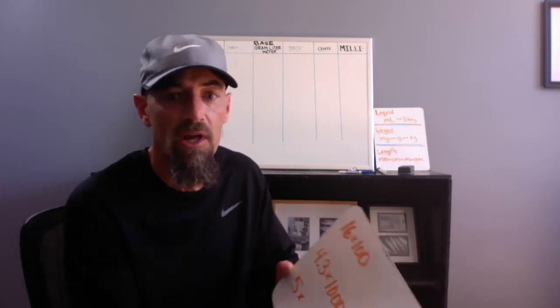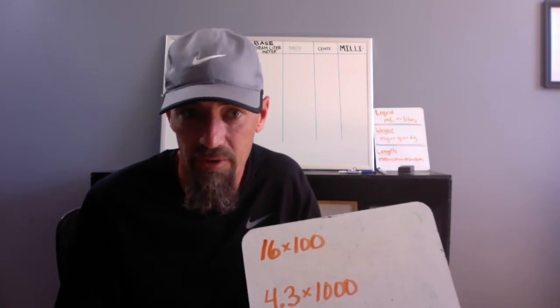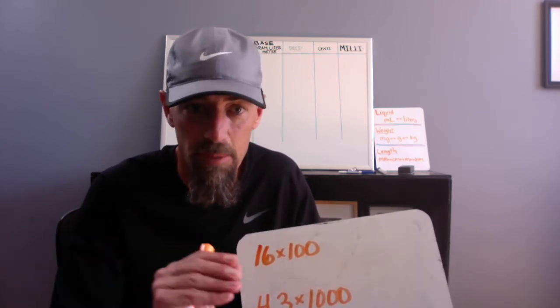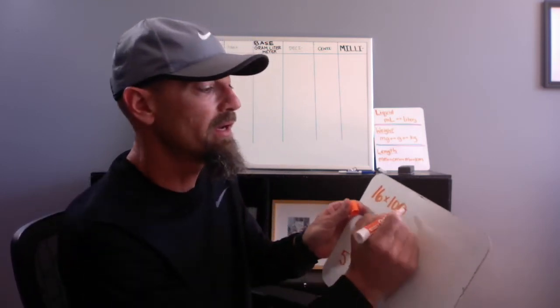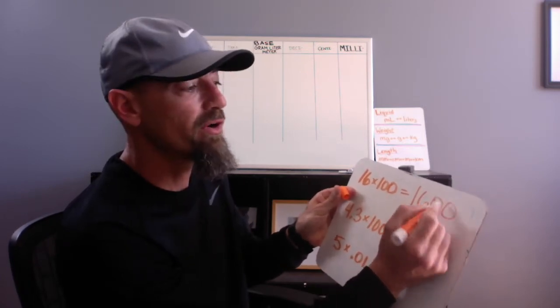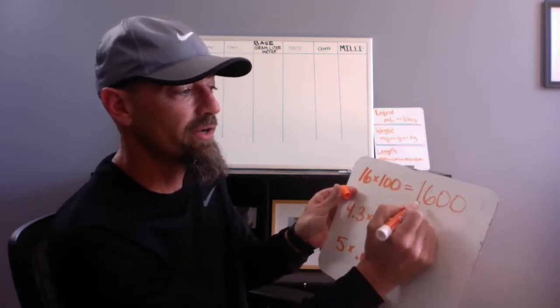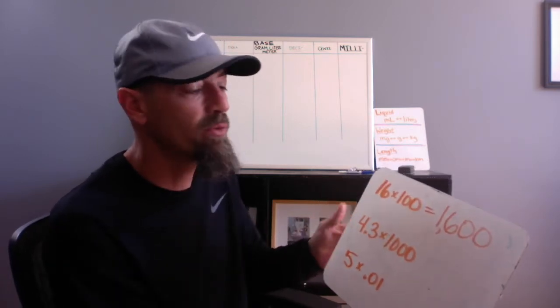So for instance, let's look at a couple problems right here. Let's say we have 16 times 100. All right, all we're doing is keeping the 16 and adding two zeros. So if I'm doing 16 times 100, I've got my 16 with my two zeros. I've got 1,600. Piece of cake. All right, let's try one with a decimal.